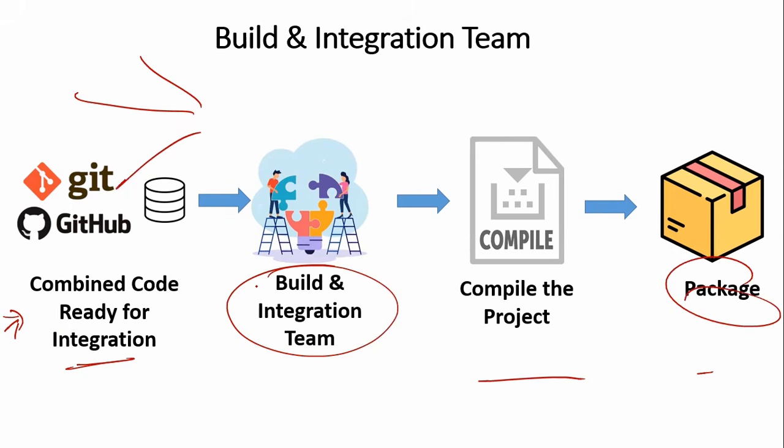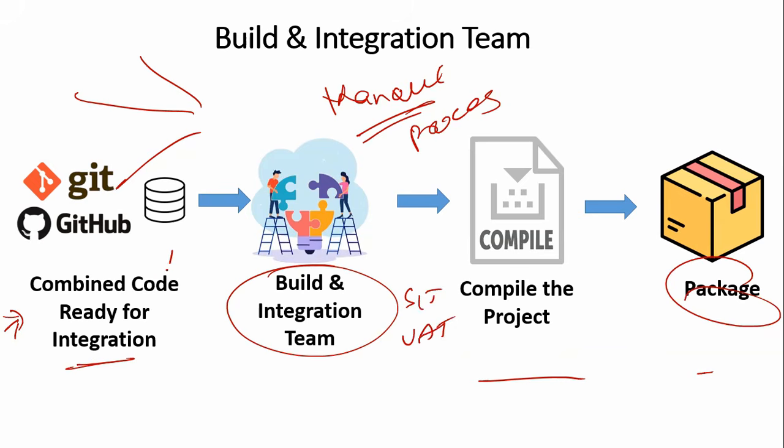So here what they are doing is purely a manual process, fully manual. And if you have SIT, UAT or any other build environment, for everything this team will give you the instruction. Instruction means, for example, every environment will have its own database. Database means to save all our data. So there are so many chances of making mistakes.